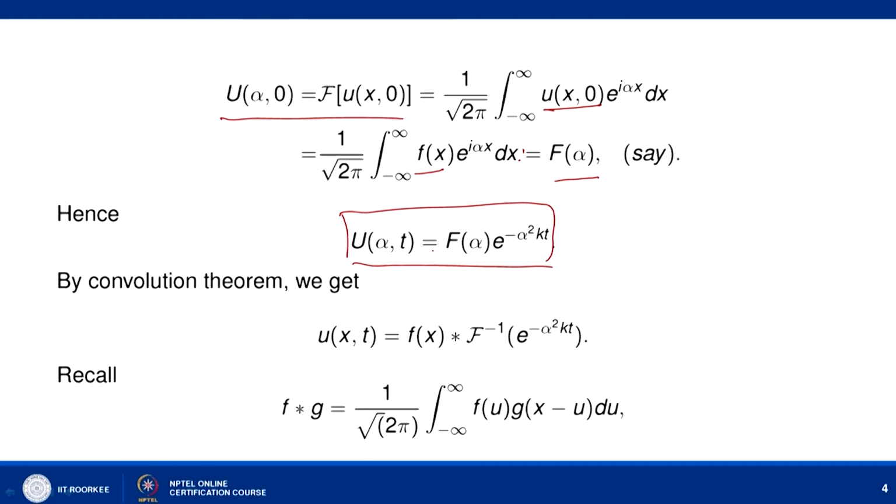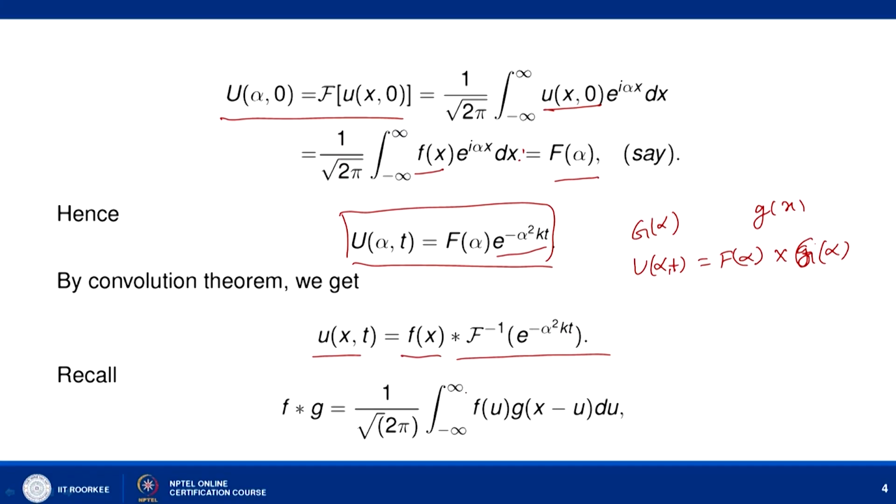So, let us take the inverse Fourier transform of u(alpha, t), and if you look at here, I can write this as a Fourier transform of f of alpha into e to the power minus alpha square k t. So, if I say that e to the power minus alpha square k t is a Fourier transform of some function, say g of x, then I can write this u(alpha, t) as what? It is f of alpha into g of alpha. So, here we can use our convolution theorem to write down our solution u(x, t) as f convolution inverse Fourier transform of e to the power minus alpha square k t.